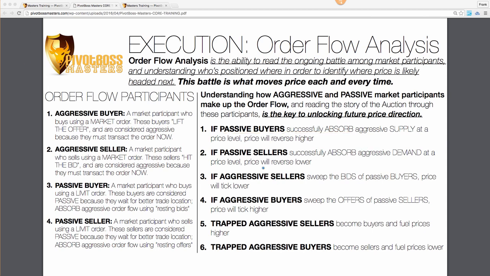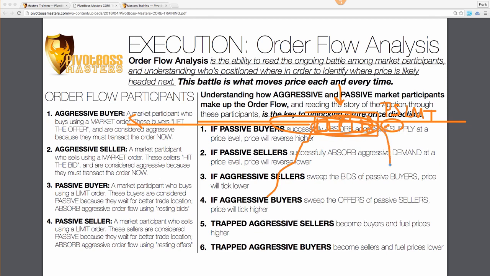On the flip side of that, if passive sellers successfully absorb aggressive demand at a price level, price will reverse lower. So that's the other side. If you have resistance right here and price comes into it, and then you start seeing a bunch of buy imbalances, that's telling you lots of aggressive buyers are entering the market, but price isn't going up because passive sellers are using limit orders, sell limits right here, and they're absorbing that demand. When they successfully absorb all of the demand, price will tick lower.